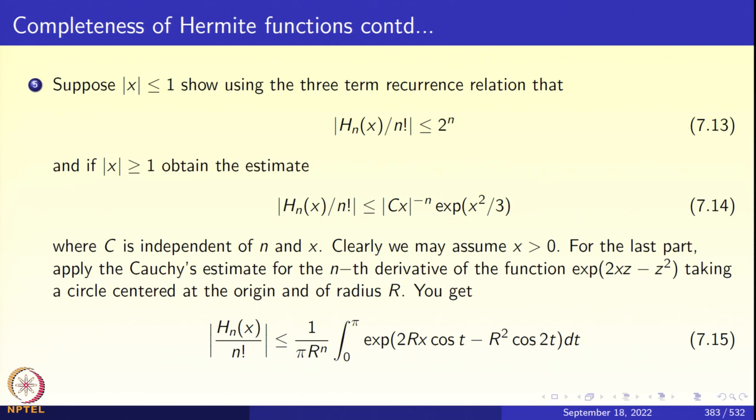What we are interested in is what happens when mod x is bigger than 1. When mod x is bigger than 1, again we have a geometric sequence: the absolute value of H_n(x) upon n factorial is less than or equal to C times |x| to the power n, a geometric sequence, times as a factor e to the power x squared by 3. That is inequality 7.14 that you see in the slide, the one in the middle.